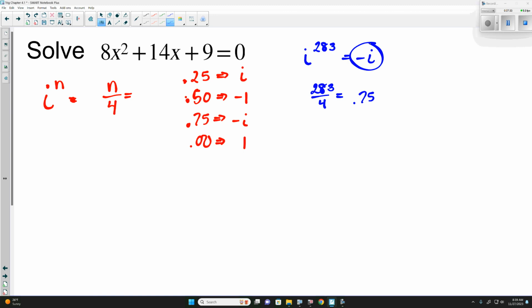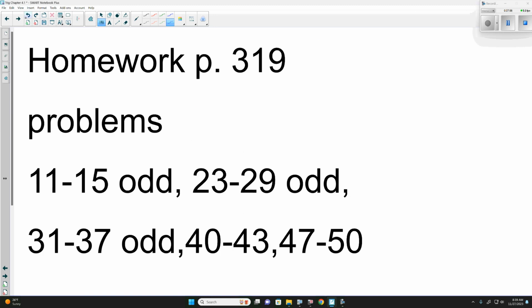And that's it. All we do is take the exponent divided by 4. What you get from dividing the exponent by 4 is 0.25, you get i. If it's 0.50, we get negative 1. 0.75 is our negative i. 0.00 is 1. Makes sense? And that's it. That is all we're doing today.